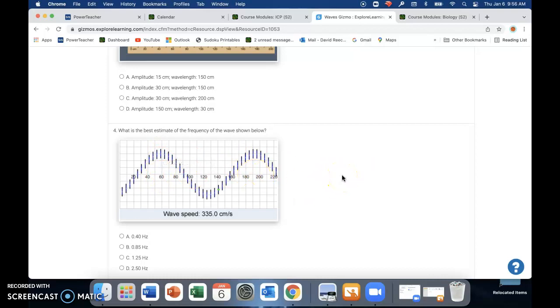So in order to find the frequency, I take the velocity or wave speed and divide by that wavelength. Okay, so if you did that correctly, you are going to end up at 2.58. So the closest answer here was 2.50 hertz. So you should have marked letter D. Again, you had to take the wave speed divided by the wavelength.